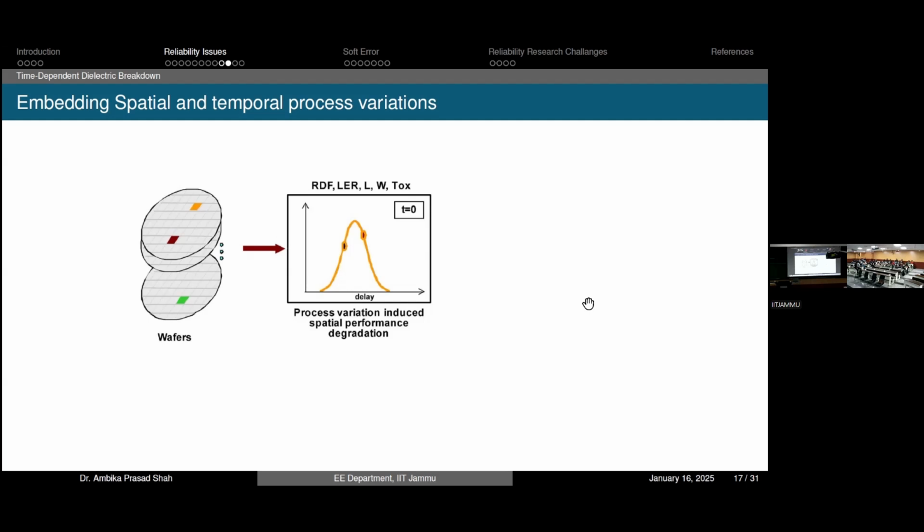Now let us go back to the NBTI and PBTI concept. What does NBTI say? NBTI says that with respect to time, your threshold voltage shifts. That increases. Now let us assume.